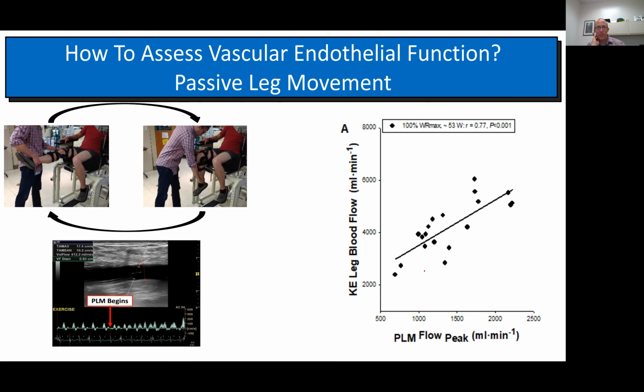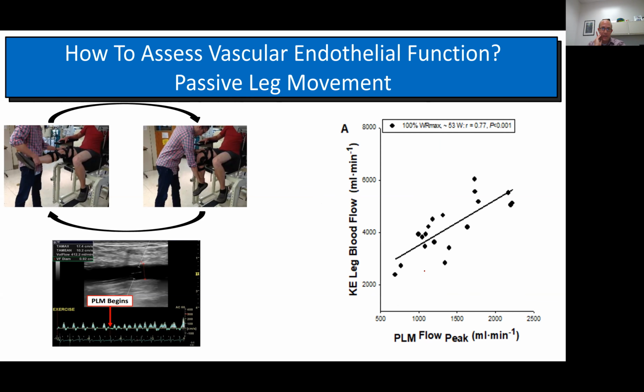So this vascular function test, passive leg movement, one of the reasons it's so important is it gives us a really good idea of how much blood flow their leg can accommodate. And remember, how much blood flow your legs can get is really one of the main determinants of your VO2 max, or how much oxygen you can consume and how much exercise you can do.